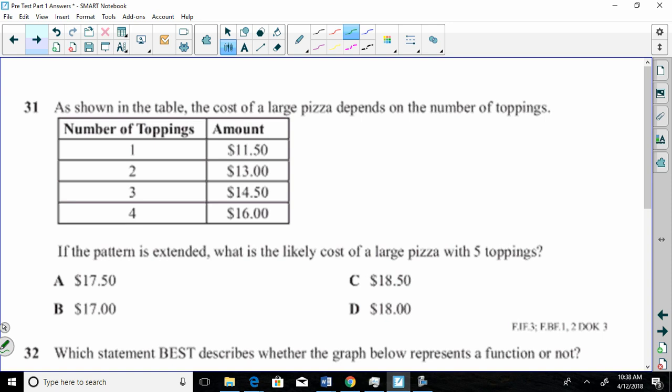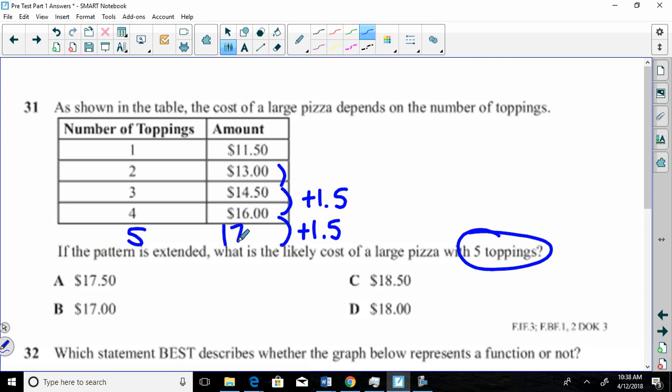All right, so what's the pattern? It's asking what would the large pizza cost with 5 toppings? So what am I adding each time? $1.50 for each topping. So what's 16 plus 1.50? 17.50. So what would your answer be? Remember, don't do more work than you have to.